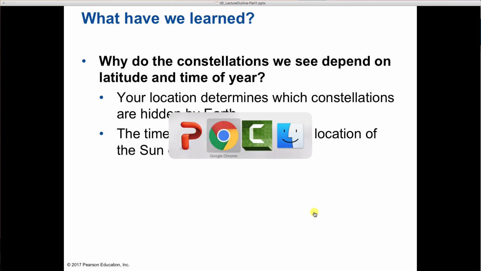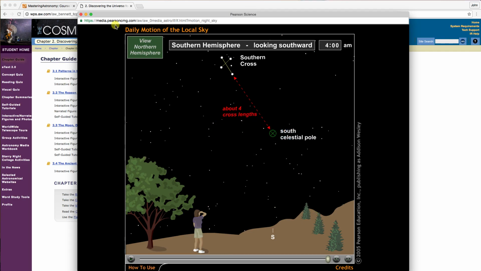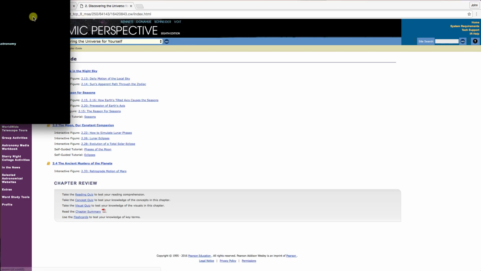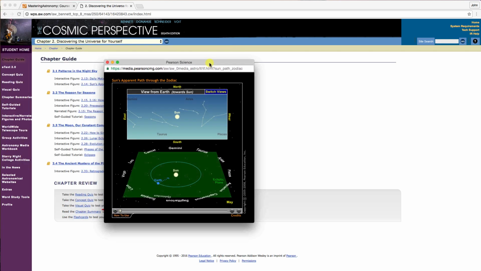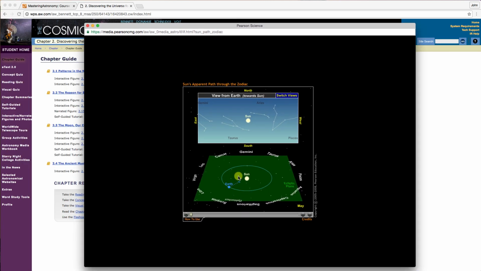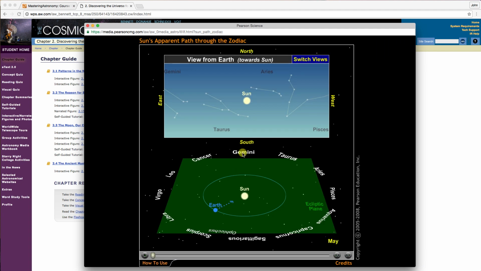So one last little animation here. Whoops, there it is. I'm getting these again from the study area of Mastering Astronomy. This one is an animation of that figure going around the sun. Let me just expand this a little bit. So here we are, here's the Earth right now. If we're looking toward the sun, we can see Taurus and Aries. You can see here's the sun, there's Taurus, there's Aries.